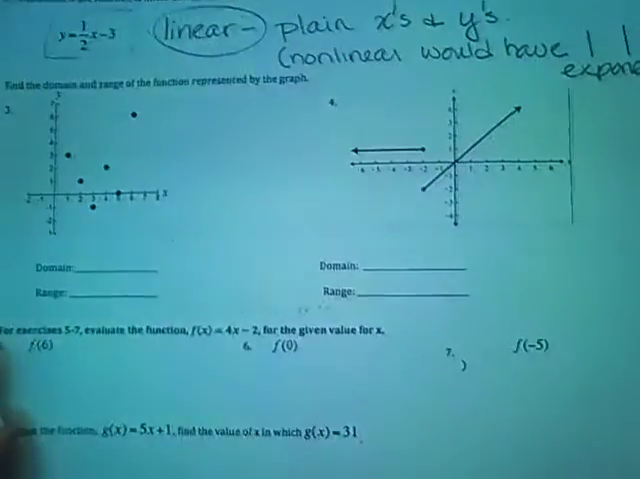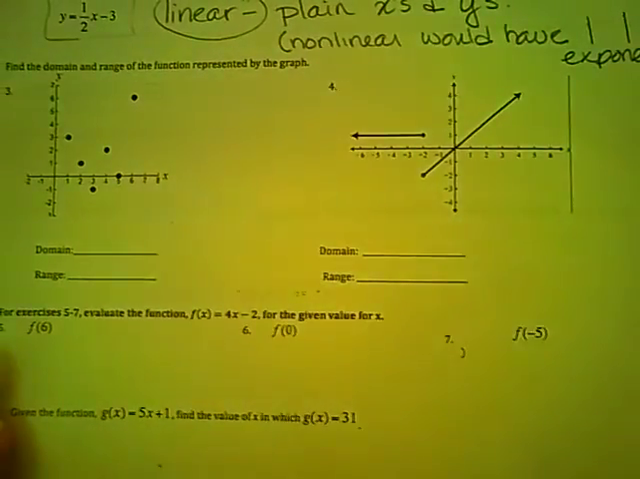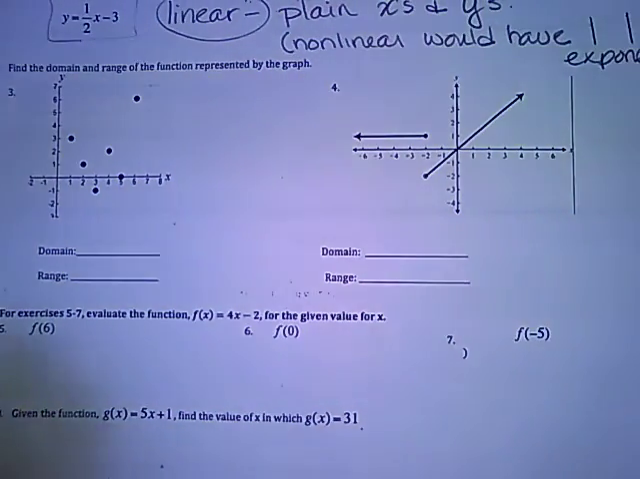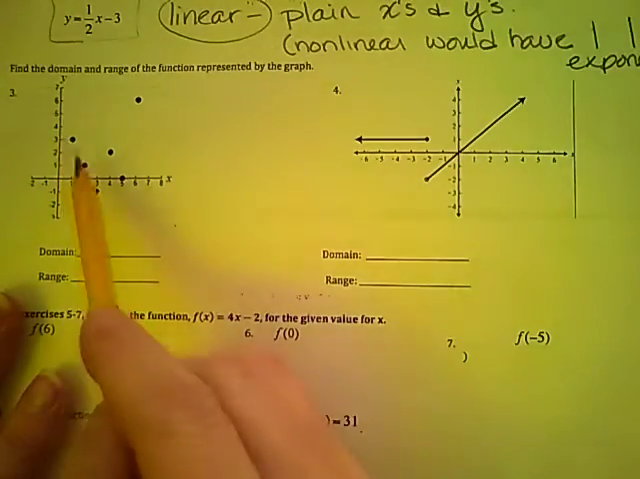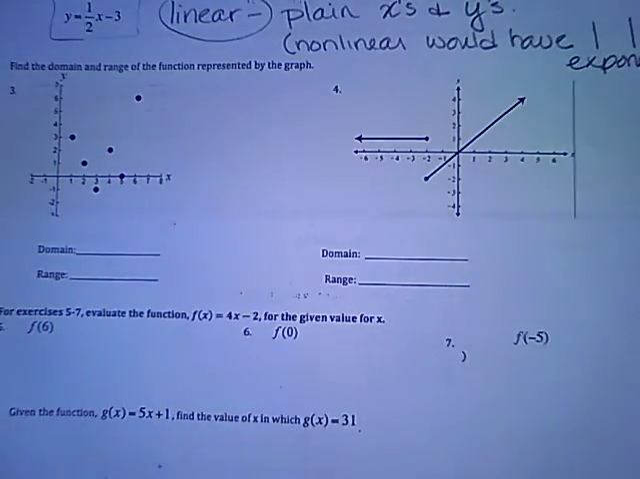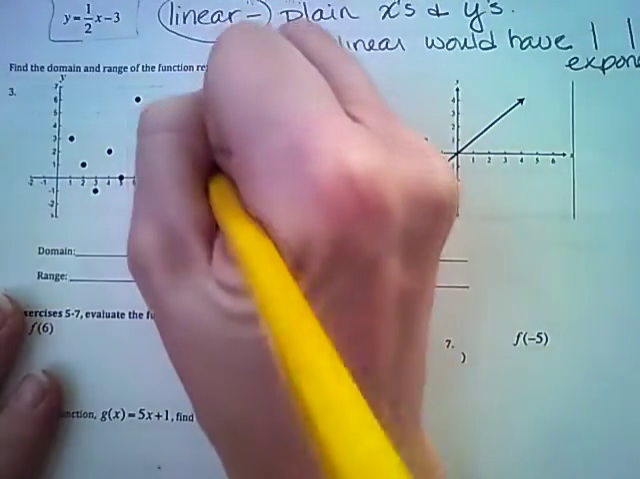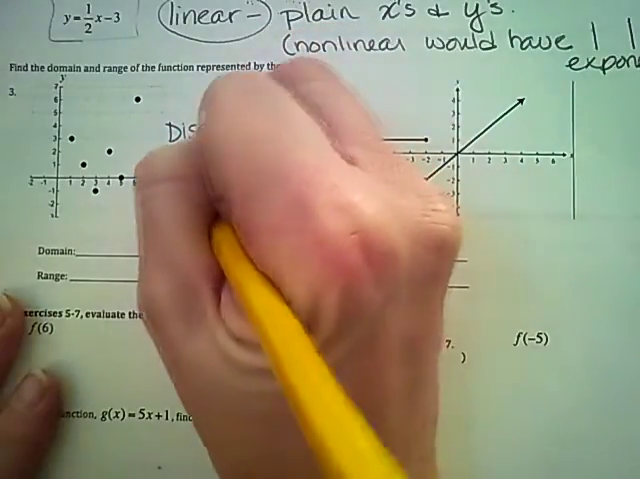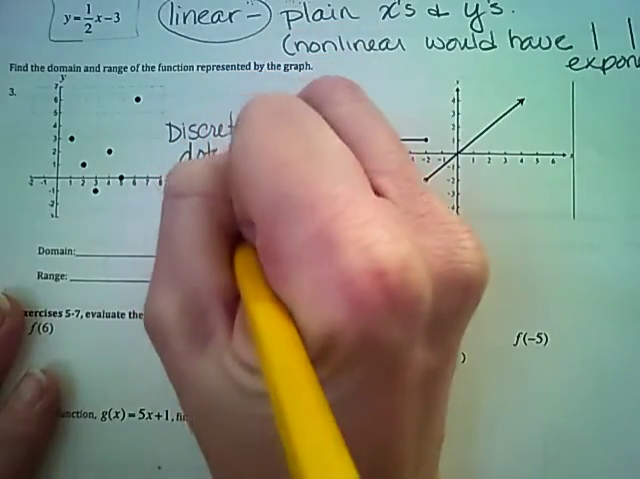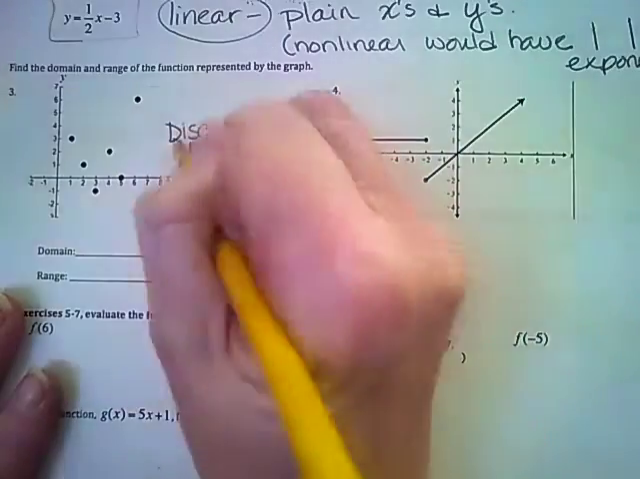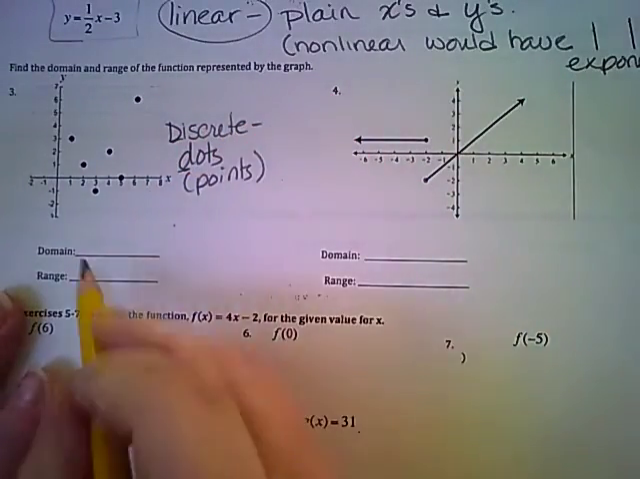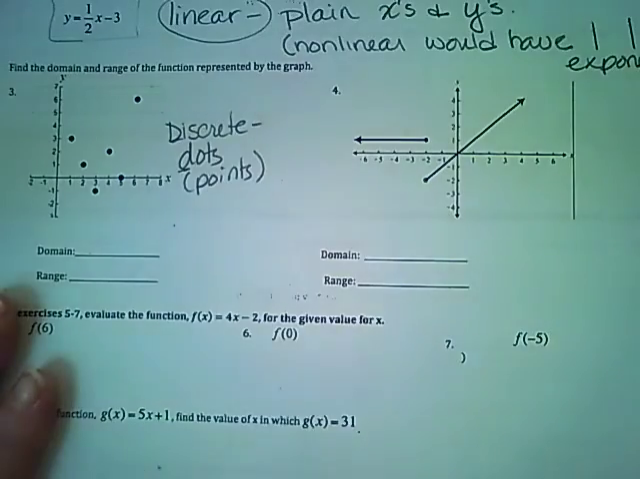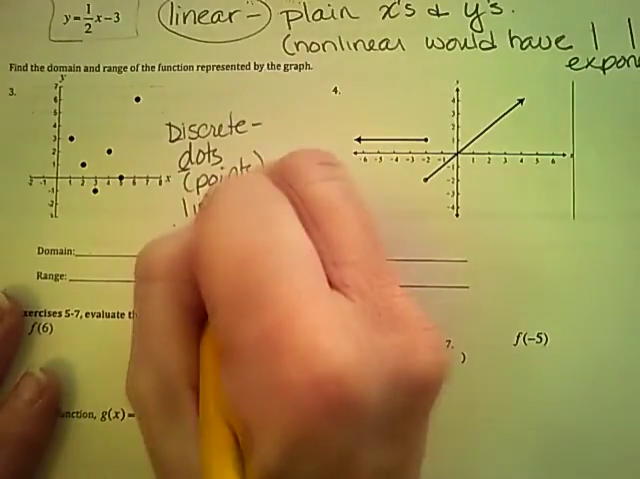Okay. Number 3. Determine the domain and range of the function represented by the graph. This is a function. Is this discrete or continuous? Discrete, because it's just a bunch of dots or points. So the domain for a discrete function is you just list the values.